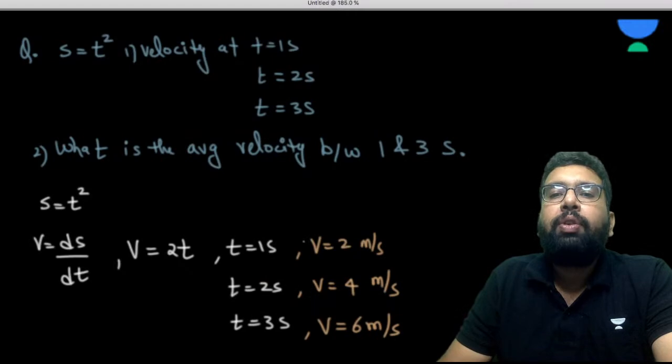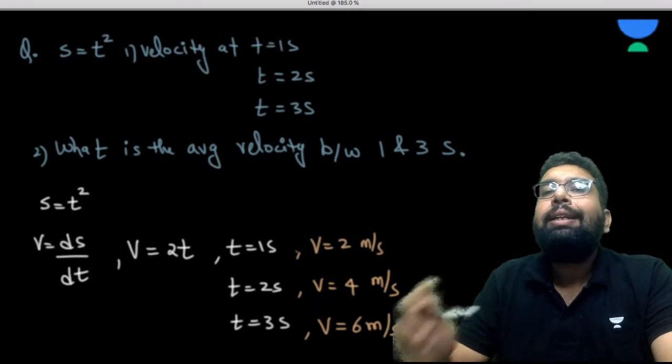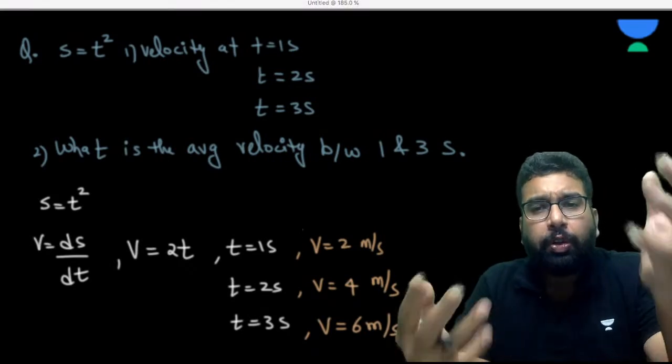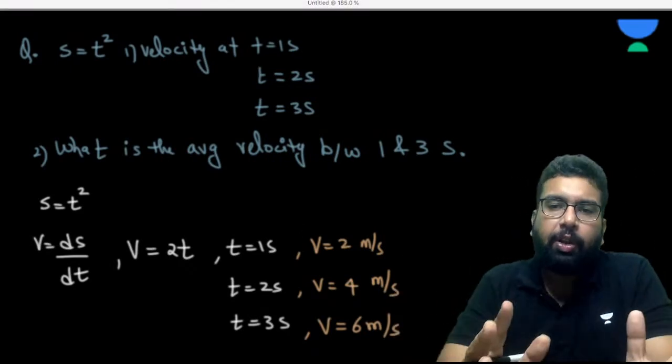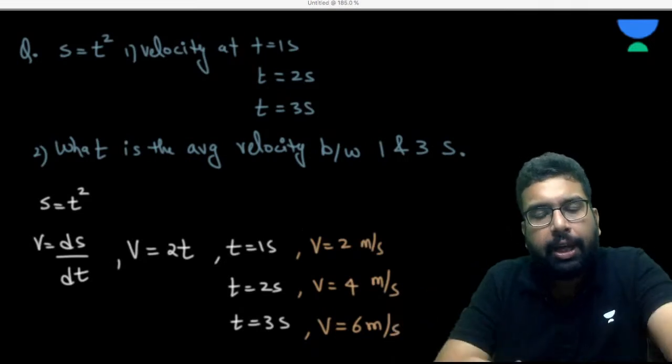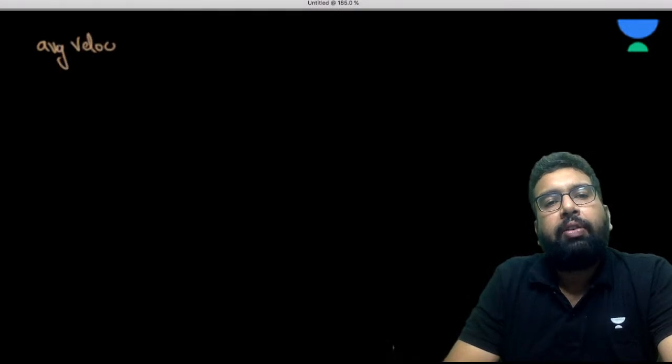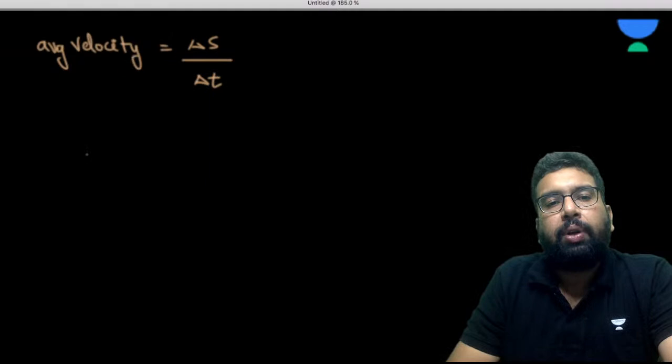Now what is the average velocity between 1 and 3 seconds? So guys, you don't have to do the average of 1 and 3, you have to follow the procedure we have learned in the last section. So average velocity is total displacement upon total time. Don't lose your formula.